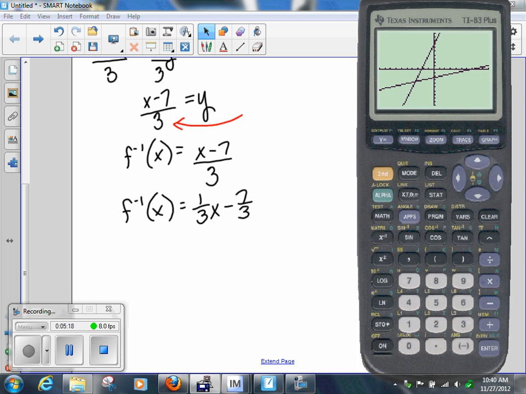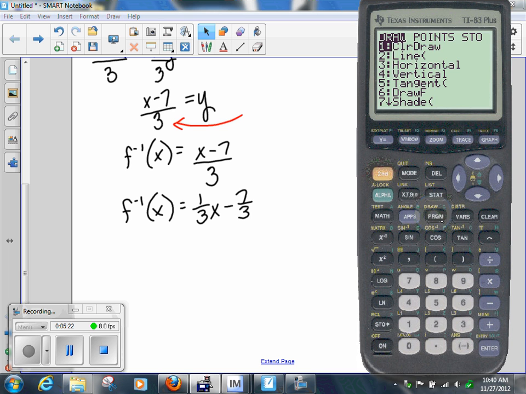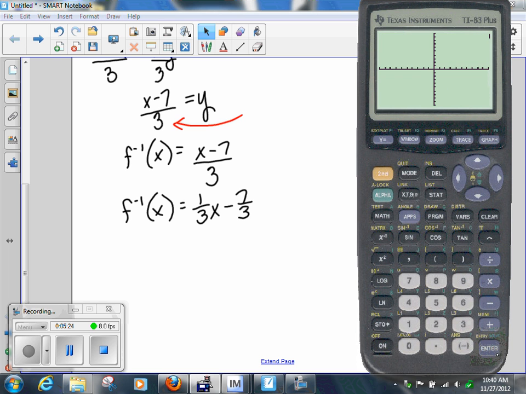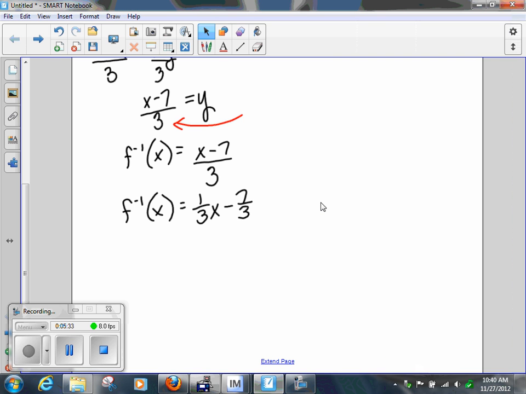Be sure that you go back and reset. How do you reset it? Clear it out. Second draw, clear draw. And I think it's gone away. Yeah, it's cleared out of there. Okay, so I'm going to clear out my equation. Just be familiar with how to draw the inverse, how to clear that out. You got to know how to do that.